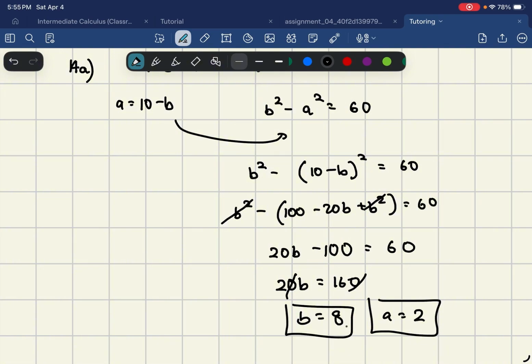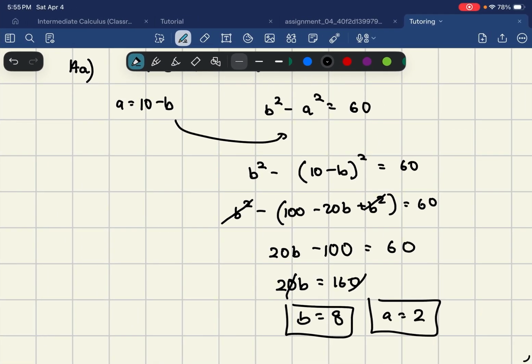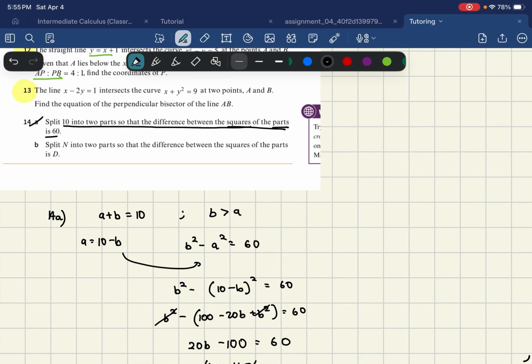And you can check, B squared is 64. 2 squared is 4. 64 minus 4 gives me 60. So the difference between the squares is indeed 60. So the splitting numbers are going to be 8 and 2. So that is going to be the solution to A.